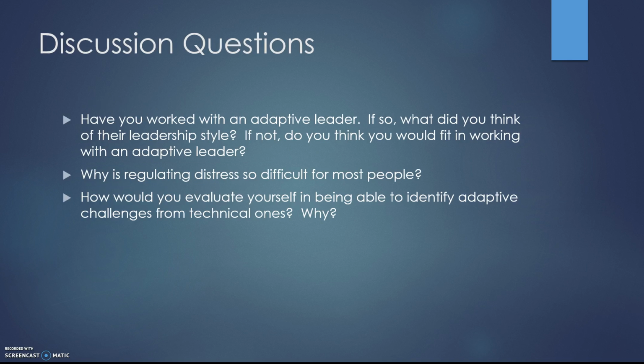Discussion questions. Have you worked with an adaptive leader? If so, what did you think of their leadership style? If not, do you think you would fit in with working with an adaptive leader? Why is regulating distress so difficult for most people? How would you evaluate yourself in being able to identify adaptive challenges from technical ones? Why?